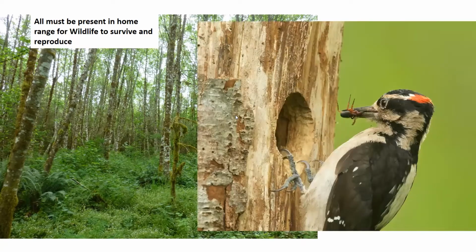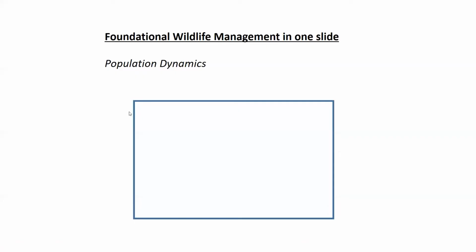So, for example, a hairy woodpecker could have a successful home range in an alder stand if some of the alder trees had gotten enough diameter that the hairy woodpecker could put a cavity in it. And it's not necessarily an old growth forest for a hairy woodpecker, but all of it has to be in place for that to happen. So that's an important concept.